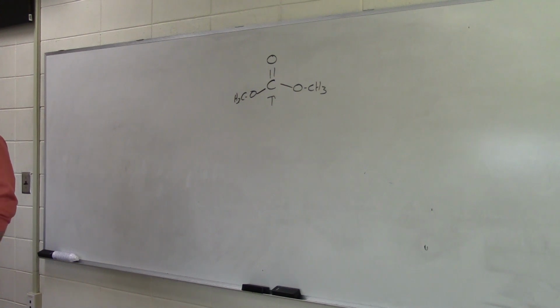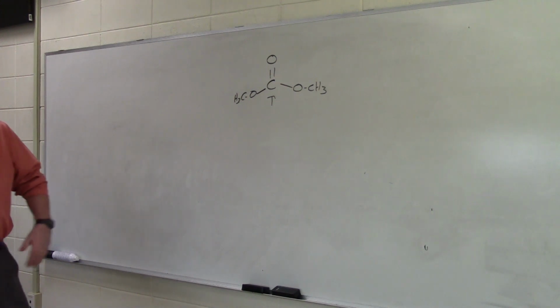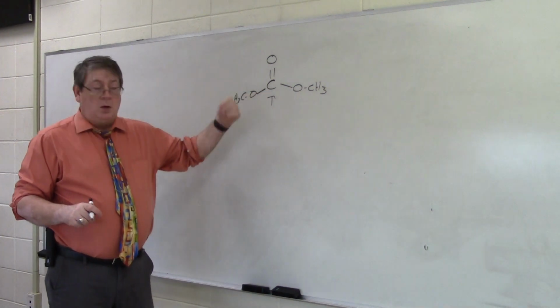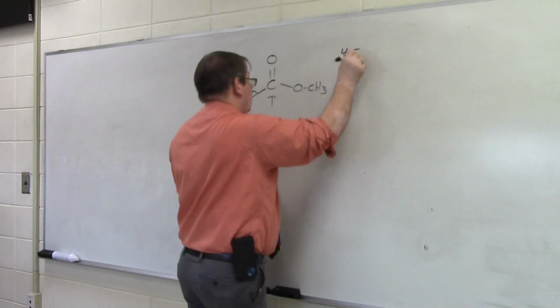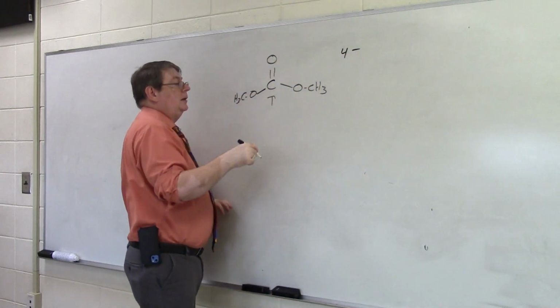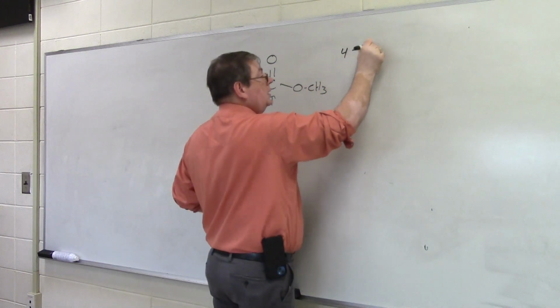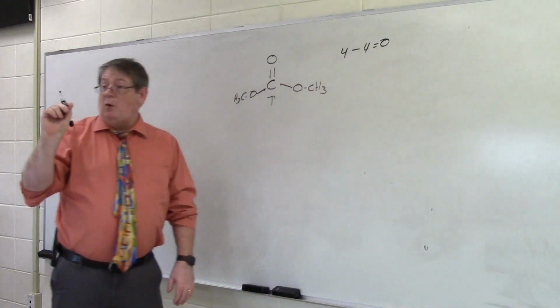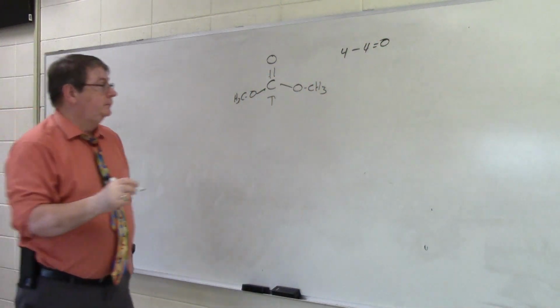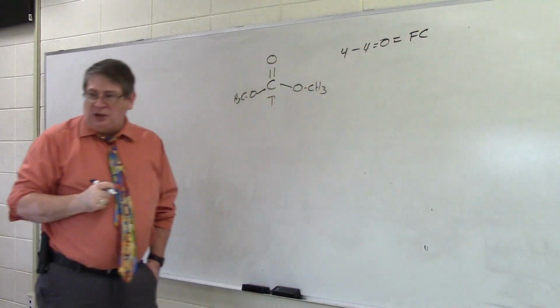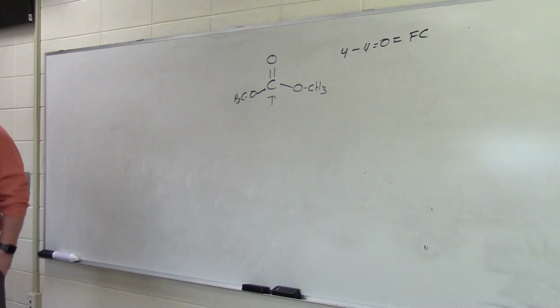So let's first calculate the formal charge of that carbon. How many electrons does it come in with from the periodic table? 4. I circle it, and I see how many it owns. It owns 1, 2, 3, 4. 4 minus 4 is equal to 0. It has a 0 formal charge. But that is not its oxidation state. Its oxidation state is different.